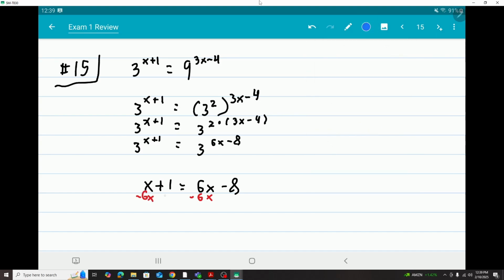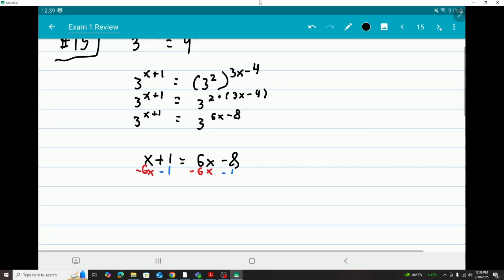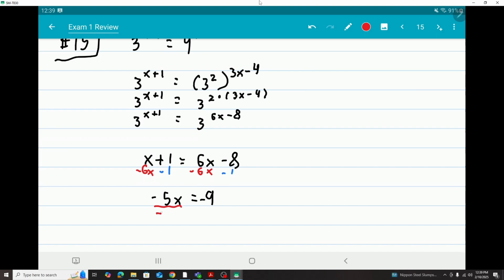And so now we just solve this like a normal equation, like a linear equation. So minus 6x to both sides, minus 1 to both sides. I get minus 5x is equal to minus 8 minus 1 is minus 9. Divide both sides by minus 5. And we get x is equal to 9/5. So if we can make them the same base pretty easily, then we can turn this into a lot simpler of an equation.